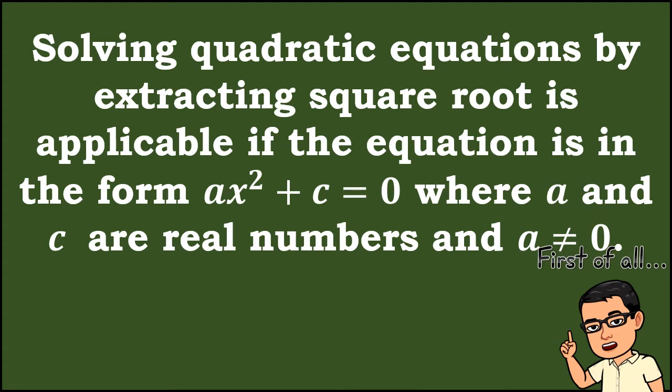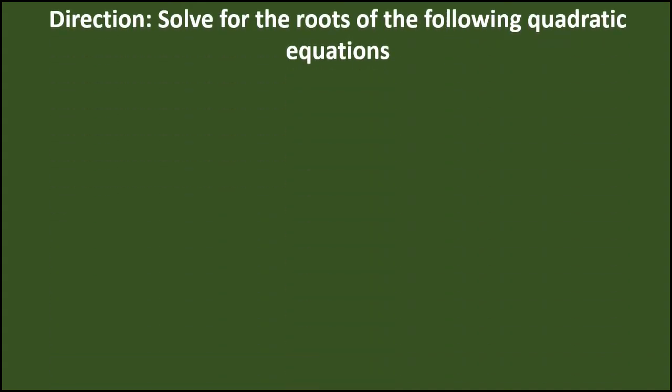So let us have examples. Let us now answer the following examples. The direction is solve for the roots of the quadratic equations. For number 1, the given is x squared minus 81 equals 0. If you will notice, we don't have a linear term. X squared is the quadratic term, negative 81 is the constant term. In this case, square root property is the best method that we can use.